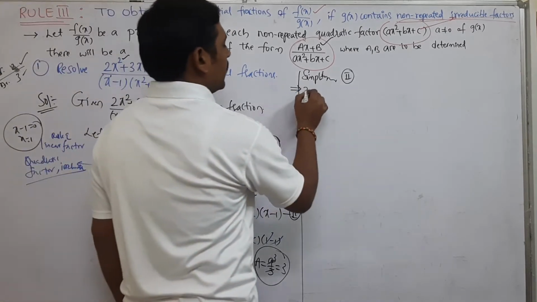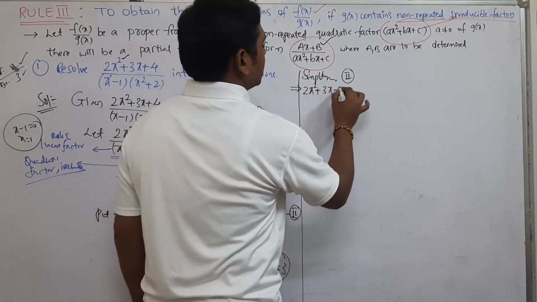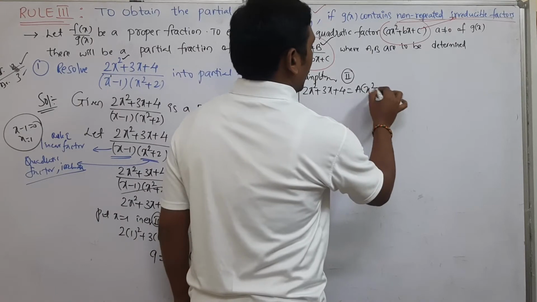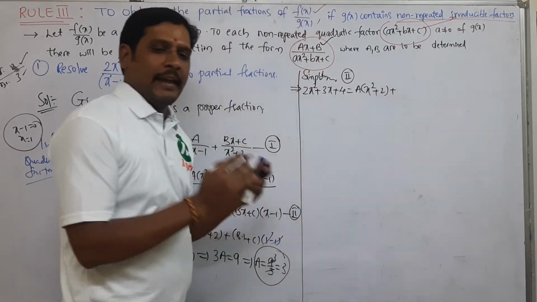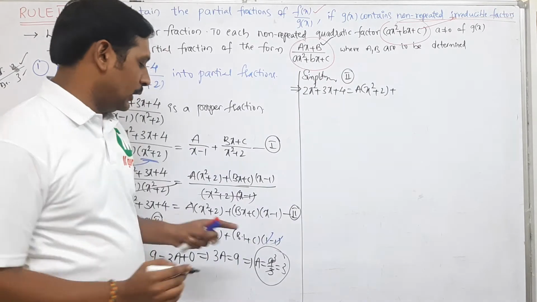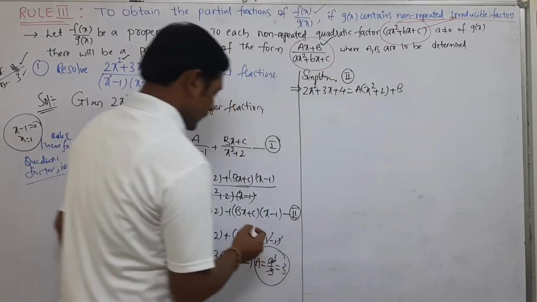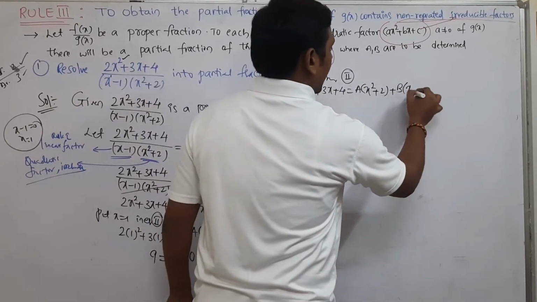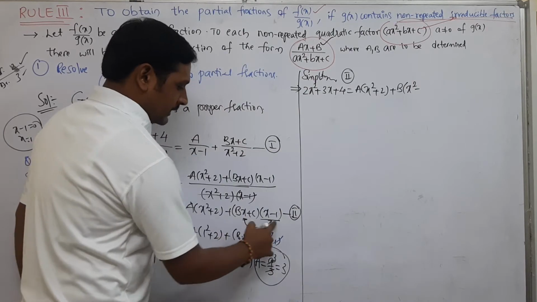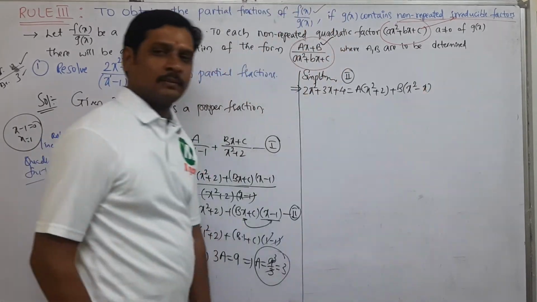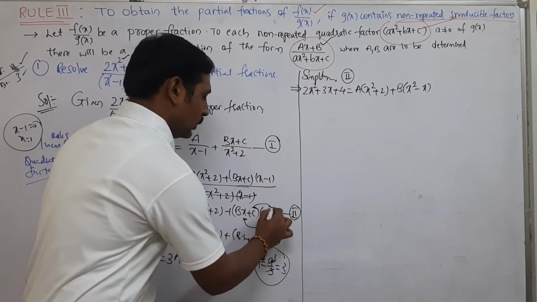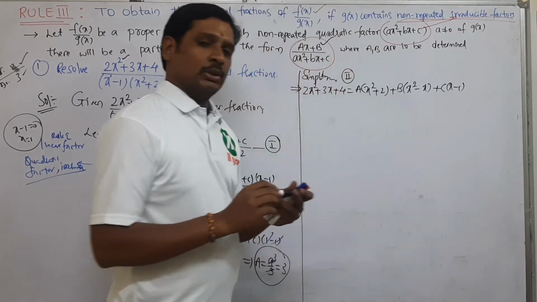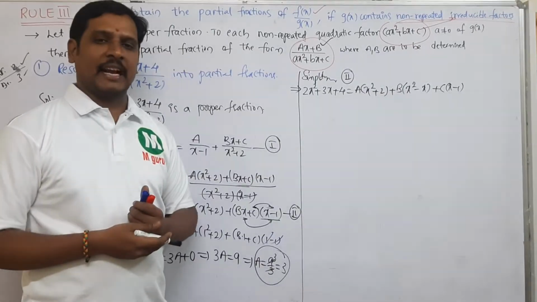If you simplify equation number 2, what happens? Left side is 2x square plus 3x plus 4 is equal to a into x square plus 2. So try to write a into something, b into something, c into something. Here b into x into x minus 1. X into x is x square, minus x into 1 is x. Then c into the entire term, which is c into x minus 1. So we have expanded the second equation.